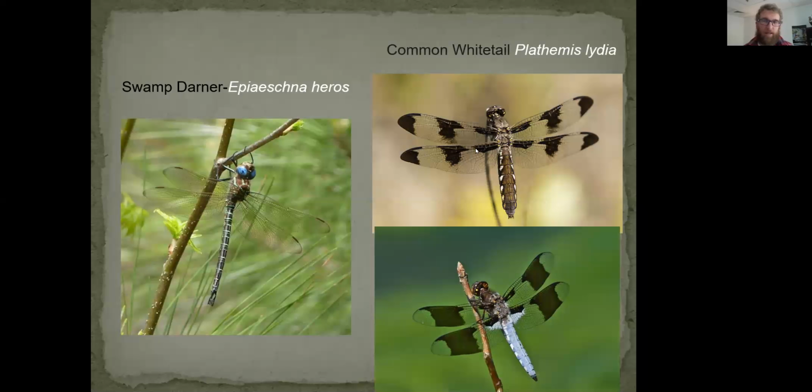And then common whitetail. This is a good one. This is, again, one of the more common. This is a female. This is a male. She's got a few more spots on the wing, whereas the male only has these bands on the outside, a little bit on the base, but it's got this bright white tail, and it looks powdery. If you see a dragonfly near the ground, not going very far, very quickly for a dragonfly, good chance it's one of these guys.